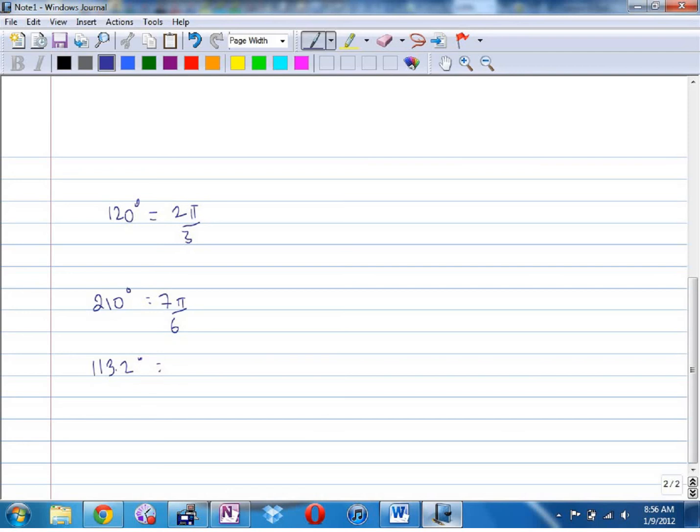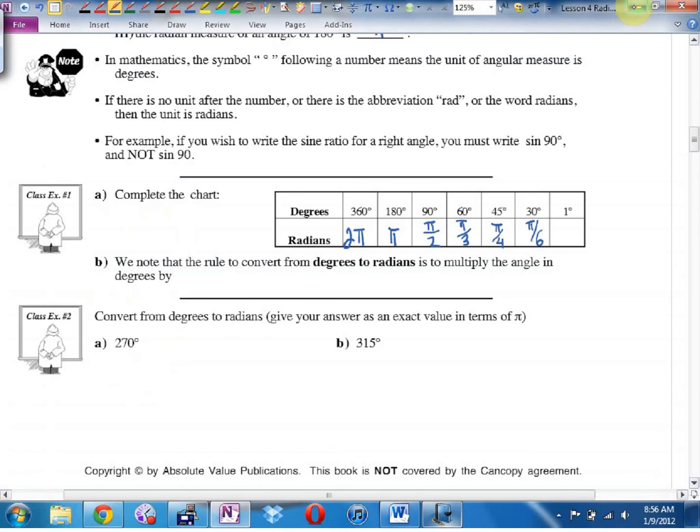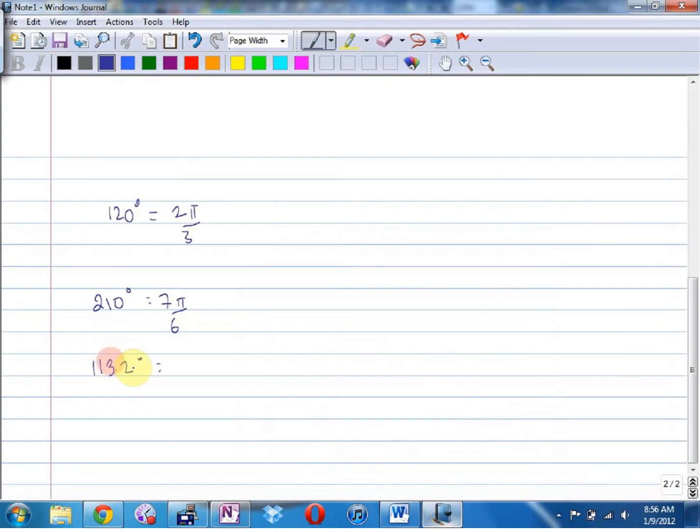Okay. The rule to convert from degrees to radians is to multiply the angle in degrees by pi over 180. Let's look at this 113.2 degrees. What did I tell you to memorize? What was the conversion factor? What two angles do we know are the same? 180 is the same as? Okay, I know this. I know that 180 degrees is the same as pi. This is my conversion factor.